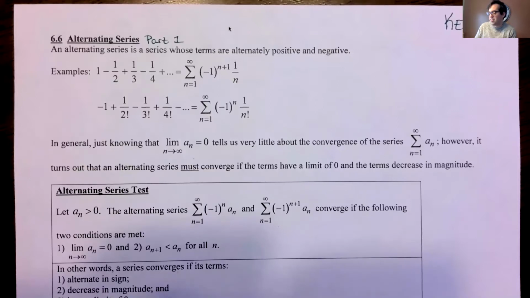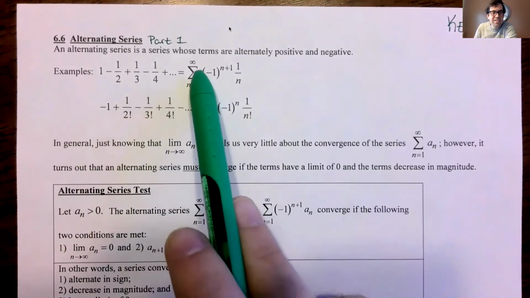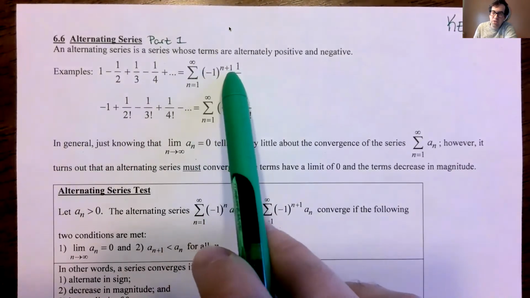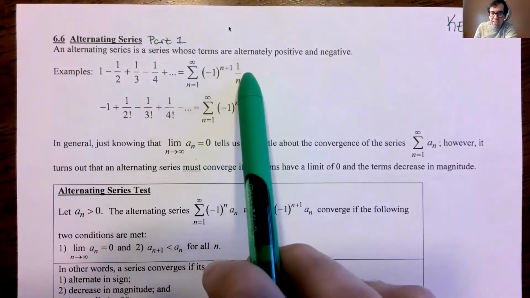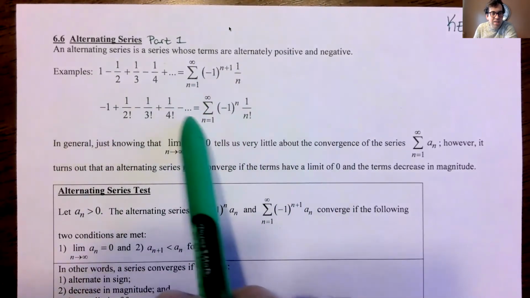All right, here we go. So 6.6, alternating series part 1. An alternating series is a series whose terms are, as you may be able to guess, alternating. They switch between positive and negative. So here are some examples.